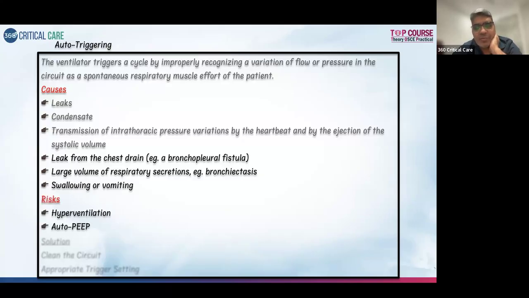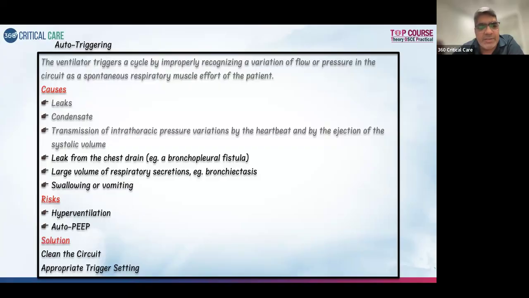The risk is overventilation or hyperventilation, and the expiratory time becomes shorter because they are triggered very frequently. There will be frequent repeated breaths without adequate expiratory time. So there will be retention of the volume that is given and there will be auto-PEEP generation.